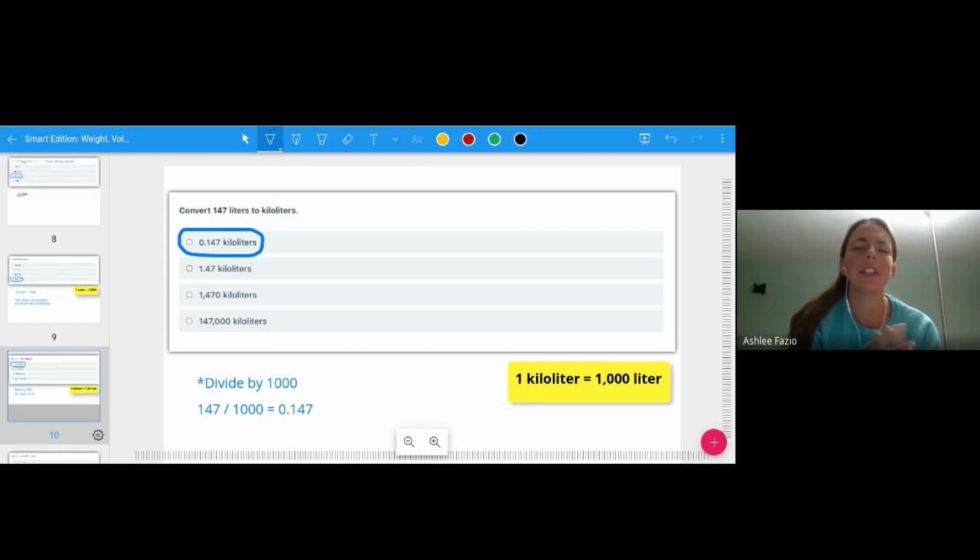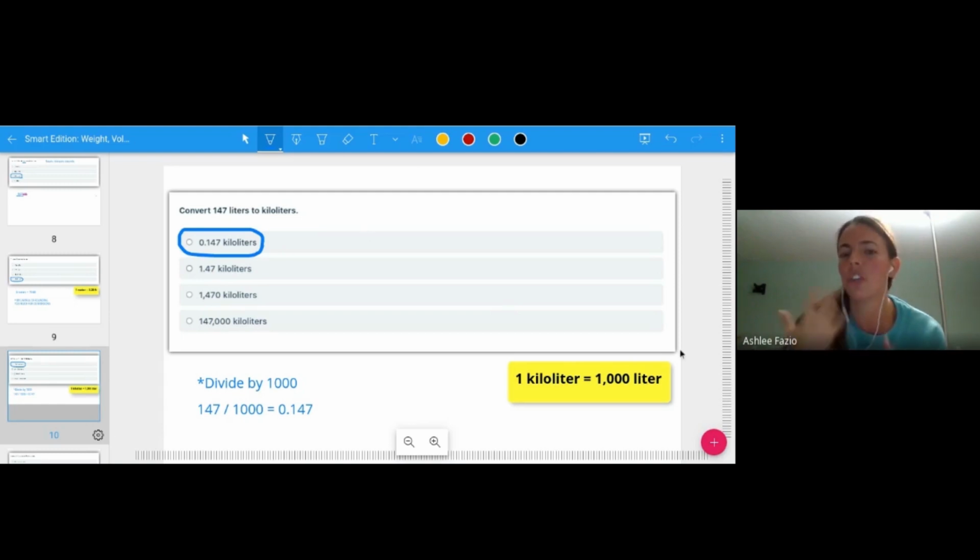Yeah, so in this one, I knew I had to divide because the liters, again, that's like the smaller unit. So in order to get to kiloliters, which is a bigger unit, I'm going to have less of them. So the way to get this number to be smaller, we would divide rather than multiply. Okay, so that's one way to do this.